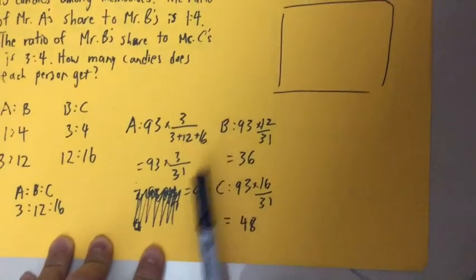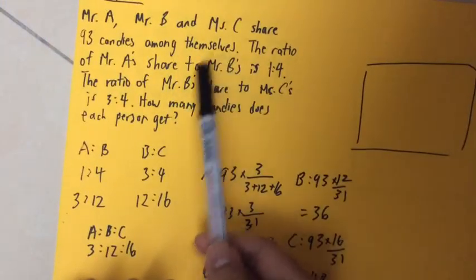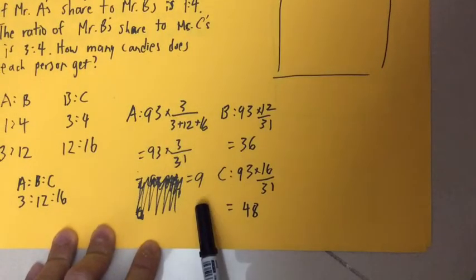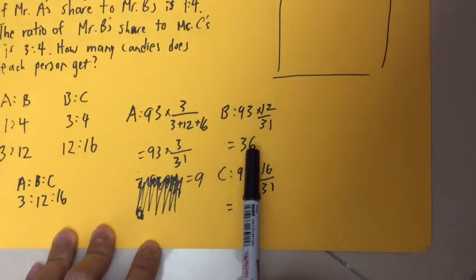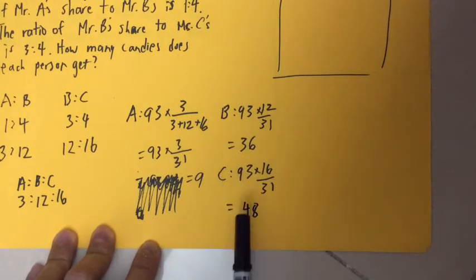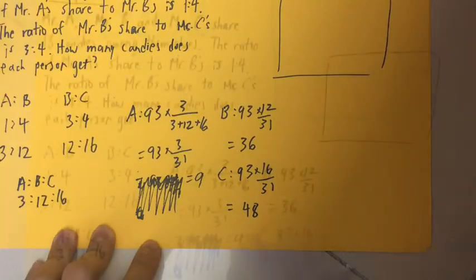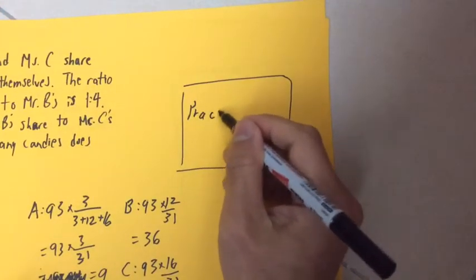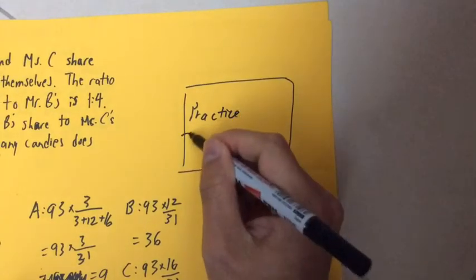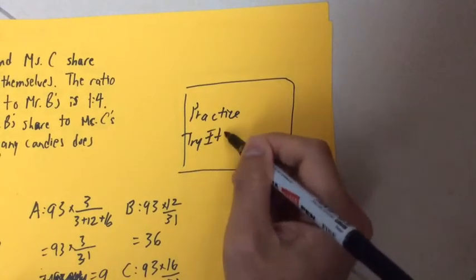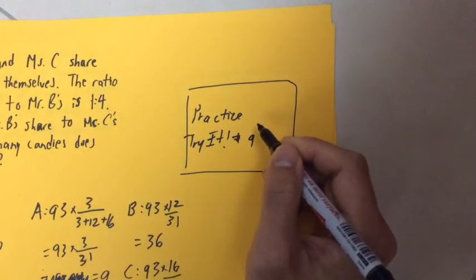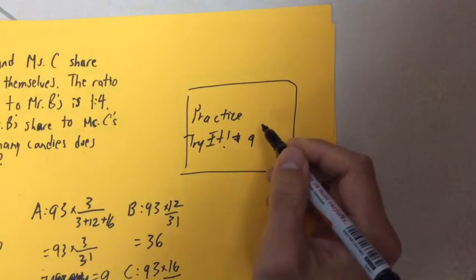Okay, so if we divide those 93 candies according to this ratio, A should get 9 candies, B should get 36 candies, and C should get 48 candies. Now I want everyone to do as practice, I'd like you to try the try it question, number 9 on page 8.